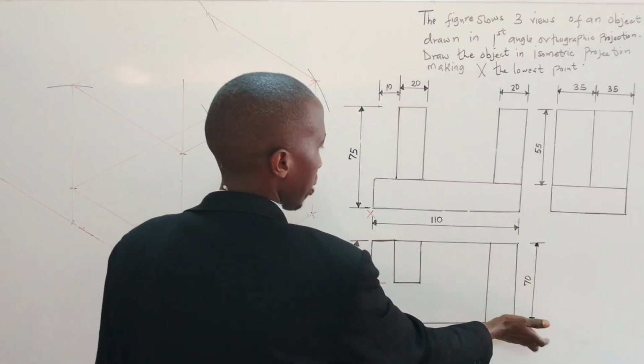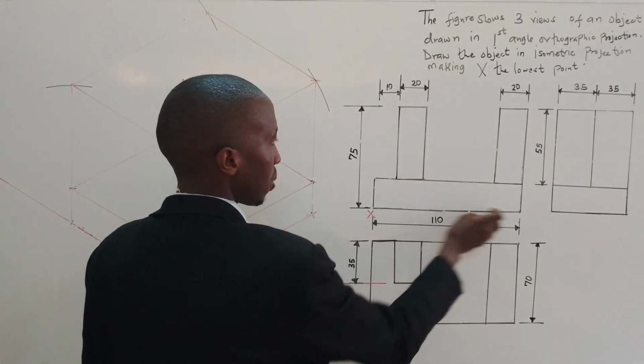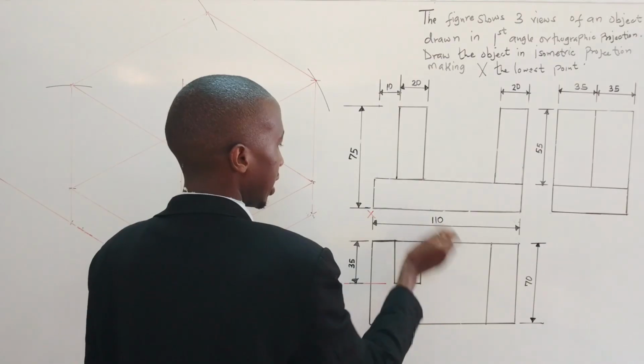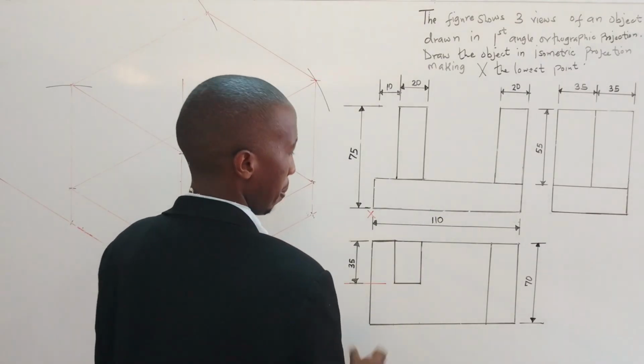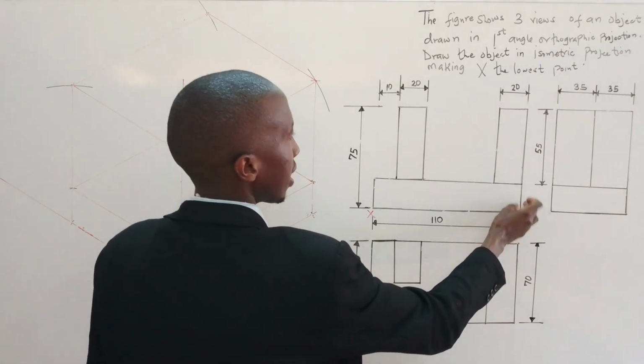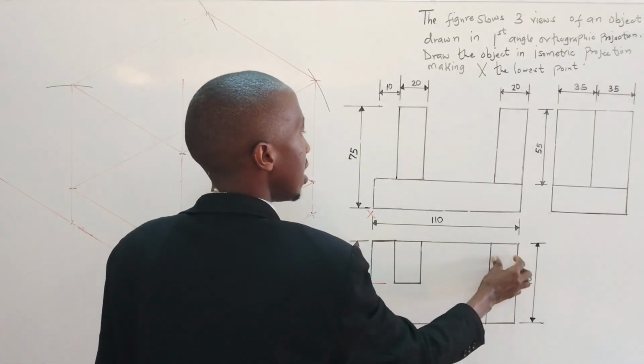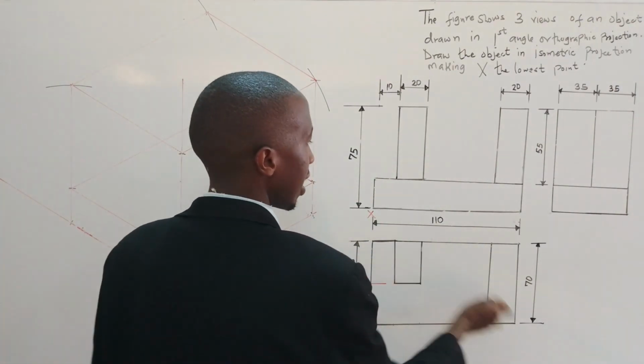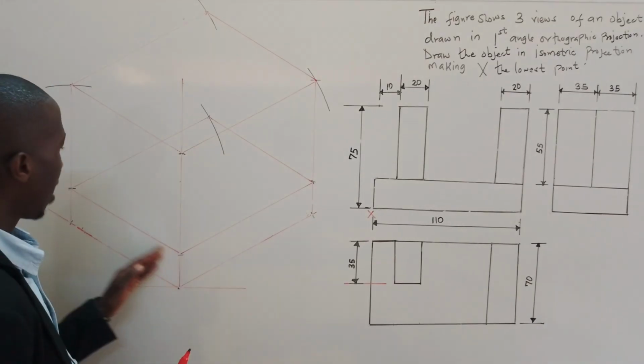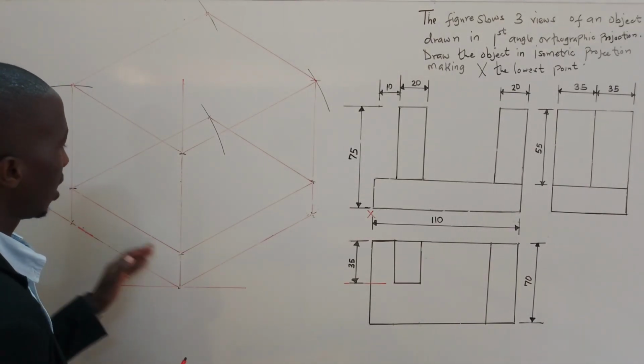So this one must align. Remember, the length 110 aligns with the front elevation 110. So the plan and the front elevation must align. Now we have this 120. So this 20 is uniform at the top. So it is running along 70. And here we have our 70. So it is running along 70.